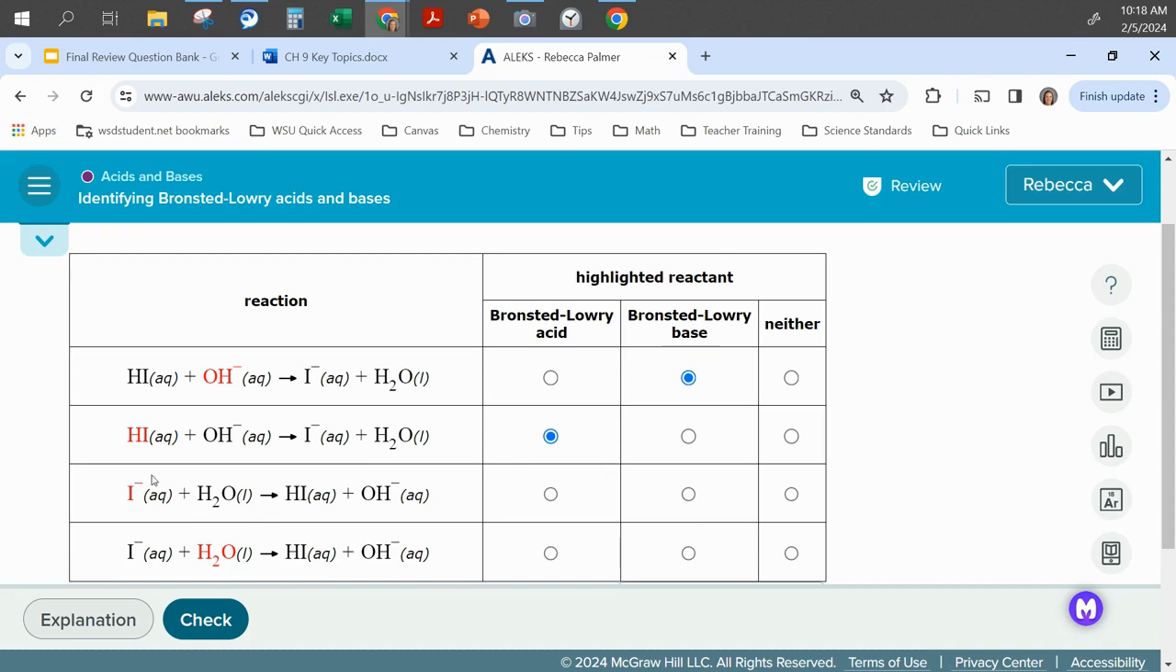Okay, how about this one? We have I⁻. This reaction is now just written in reverse. This is like a reversible reaction. So we have I⁻. What happens? Now it's HI. So it gained the H. It accepted it, so it's the base.